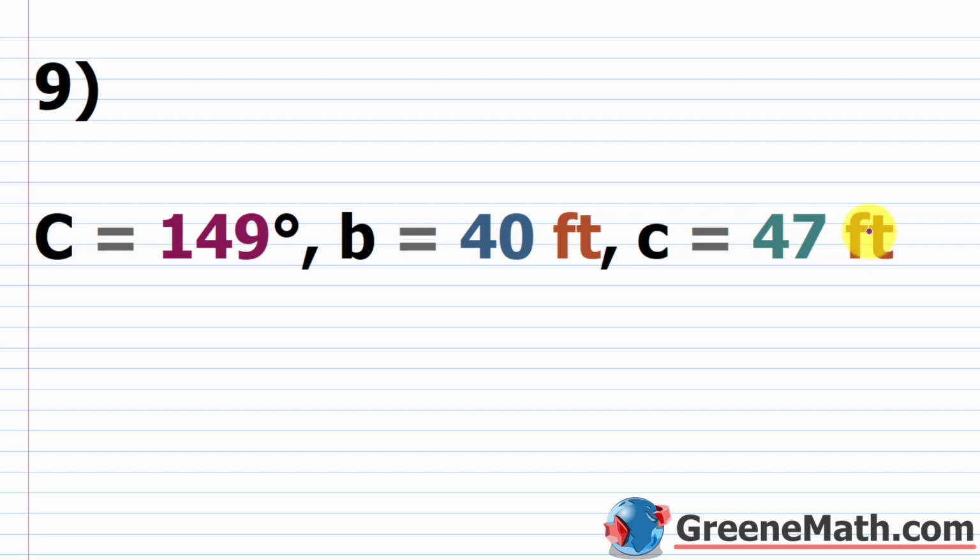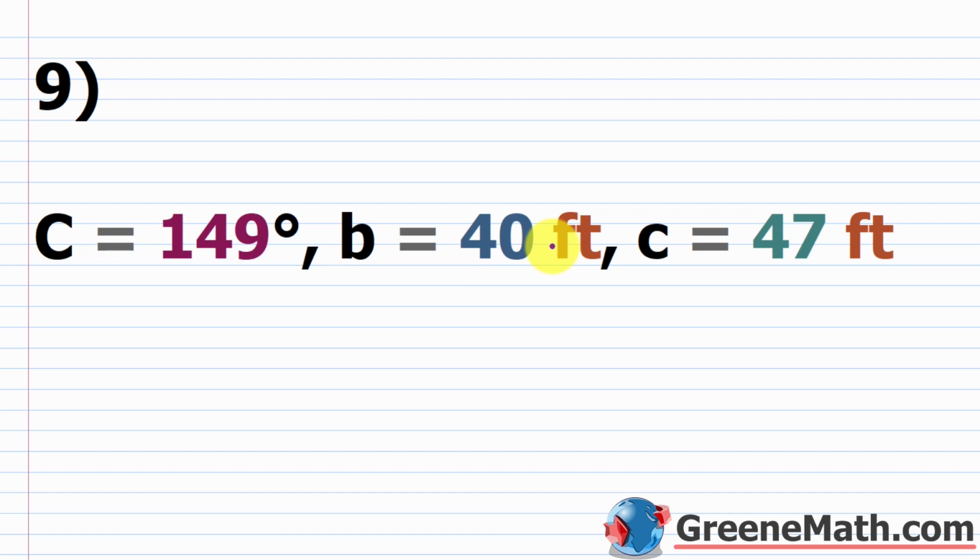The rule for working with an obtuse angle, remember, is that this is the largest angle in your triangle, so it needs to be opposite your largest side. Here, this angle is opposite this side, lowercase c, and the length is 47 feet. That is larger than the length of side B, which is 40 feet, so we're okay. That means we'll have exactly one triangle.